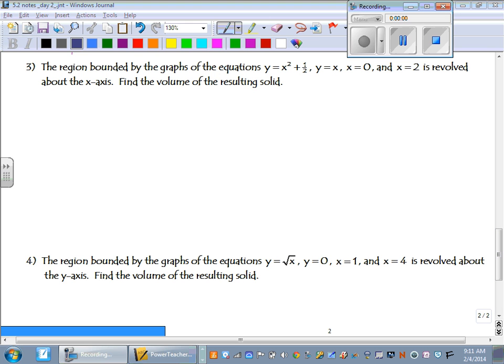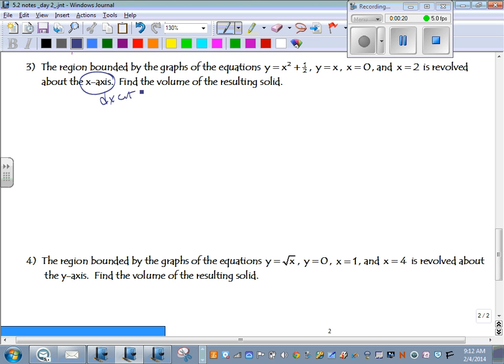So for number 3, this one we're not given all that stuff. We have to do it on our own, and this is what you're going to see most of the time. Here we're told the region bounded by the graphs of y equals x squared plus 1/2, y equals x, x equals 0, and x equals 2 is revolved around the x-axis. So that tells us we're going to have a dx cut. Find the volume of the resulting solid.